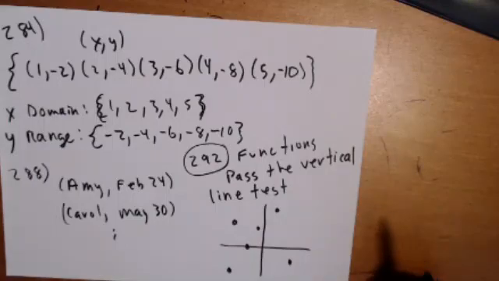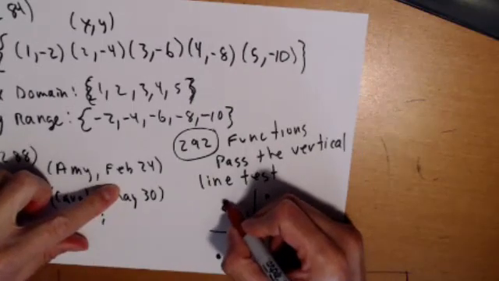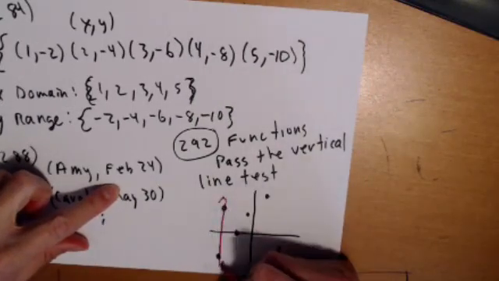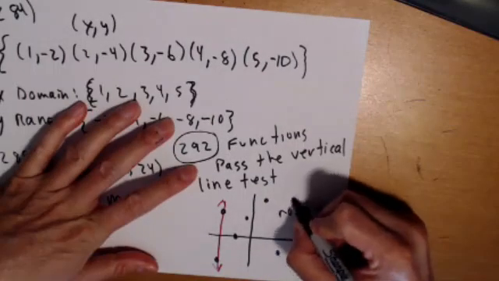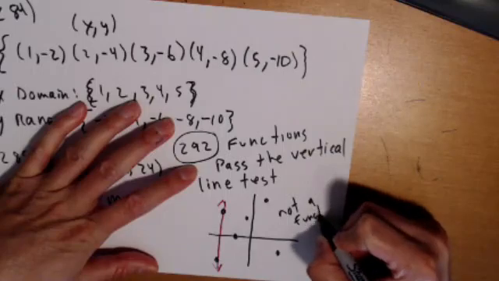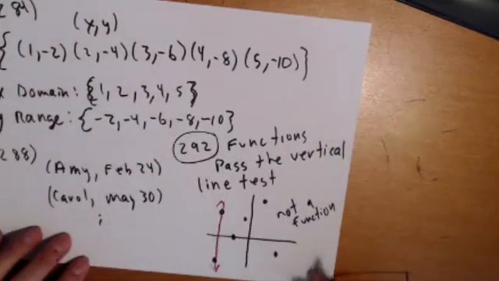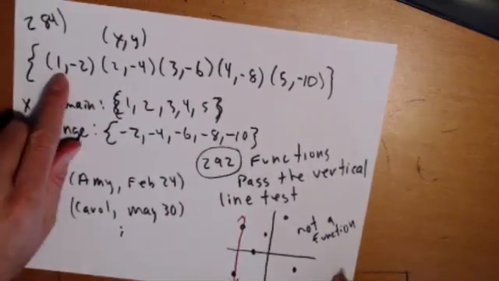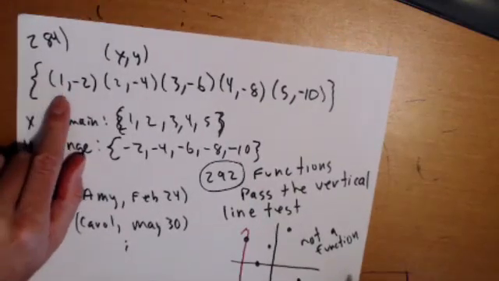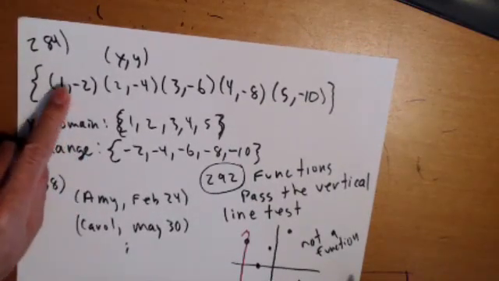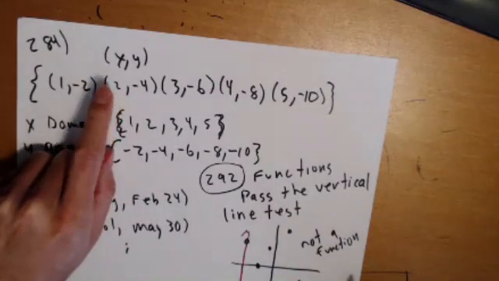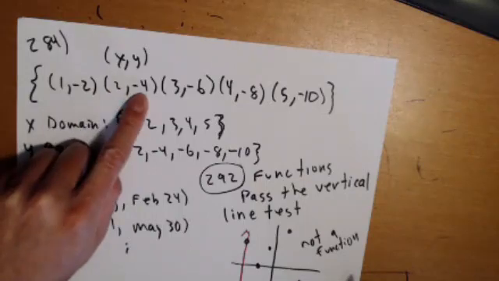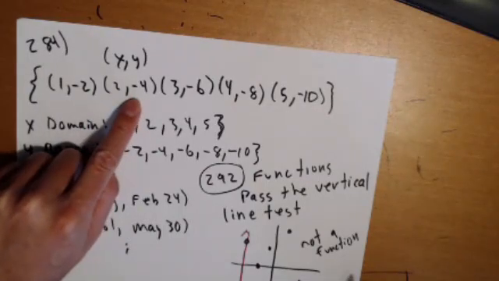So if it's a function, it will pass the vertical line test. So I notice right here, it does not pass the vertical line test. So it is not a function. Not a function. So remember when I was explaining a function early on, it's a computer program. So go back to 284. If I say 1, the computer says -2. If I say 2, the computer says -4. If I say 2 again, the computer still says -4. The computer can't get creative. That's what makes it a function.